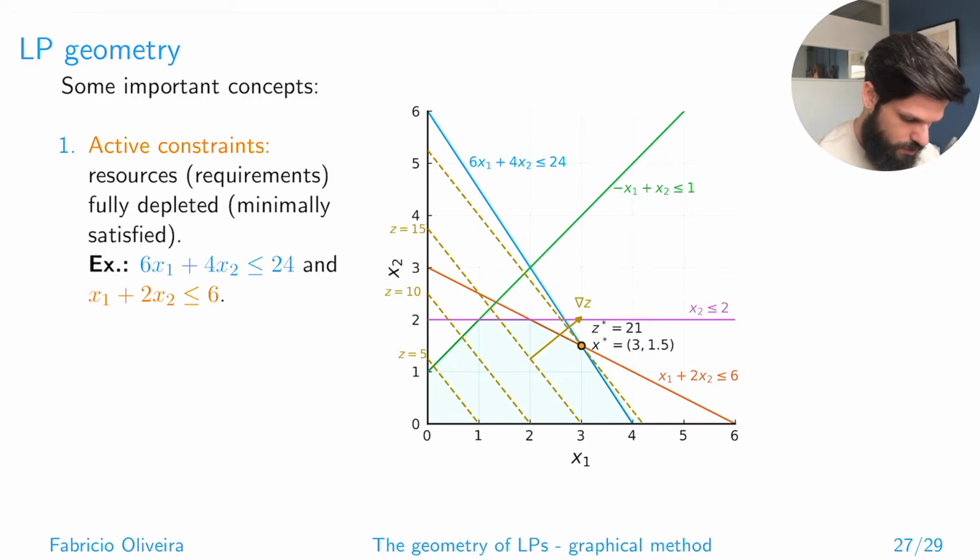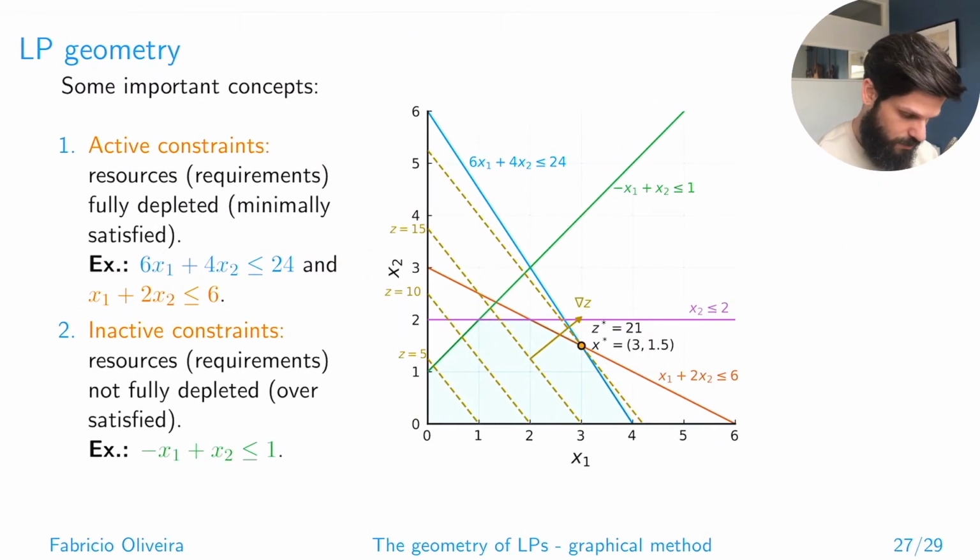So if you substitute this optimal 0.3 and 1.5 here and here, you'll see that you get exactly 24 on this left-hand side and exactly 6 on this left-hand side. So these are active constraints, as opposed to the notion of inactive constraints, which are those for which, when you look at the constraint, the optimal point is within the closed half space, but not at the boundary.